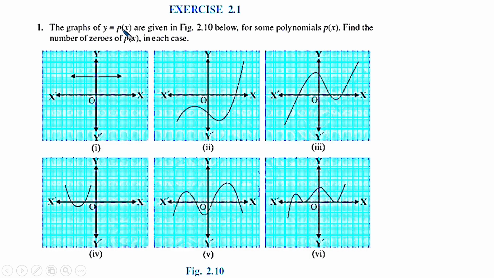The graph of y equal to p(x) is given in figure 2.10 below for some polynomial. Find the number of zeros. Here there are no zeros. Here there is 1 zero. Here there are 3 zeros: 1, 2, 3. So this is a cubic, if you remember. This is a parabola, 2 of them, this is your quadratic. Like a W or inverted W, you have 4 solutions, and here you have 1, 2, 3 solutions. For y equal to 0, for these x values, these are the solutions.